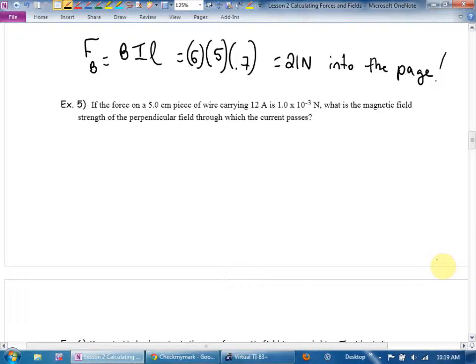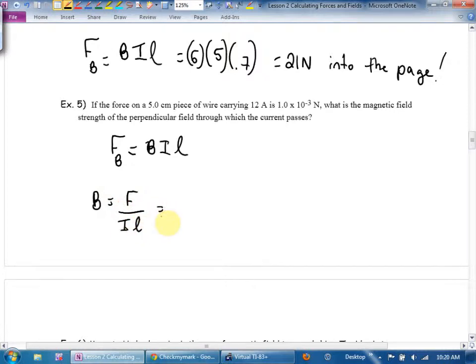If the force on a 5 centimeter piece of wire carrying 12 amps is 1 × 10⁻³ newtons, what's the magnetic field strength? Okay, they're talking about magnetic force. Is it a moving charge or is it a wire? So magnetic force is going to be BIL. What does this question want me to find? Magnetic field. That's the B. Get the B by itself. And now it's plug and chug.